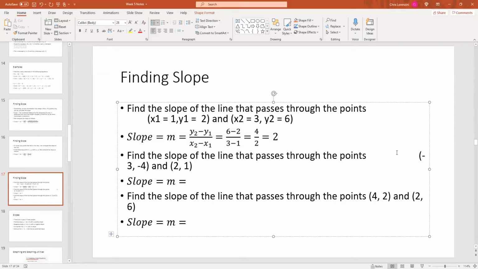Let's find the slope of the line that goes through the points (-3, -4) and (2, 1). So if I have negative numbers, no big deal.